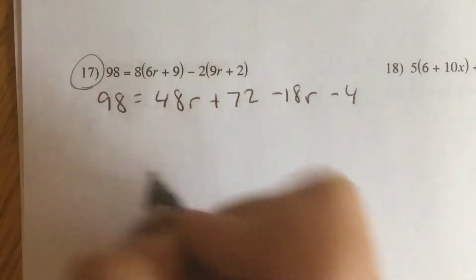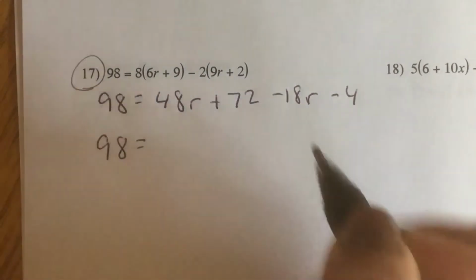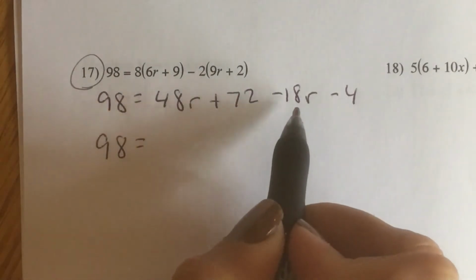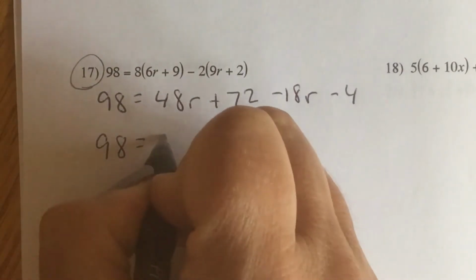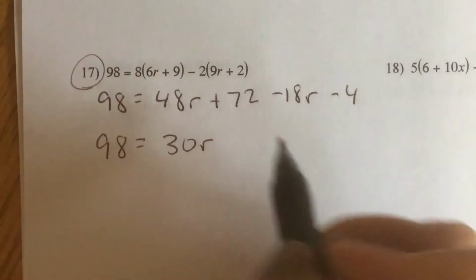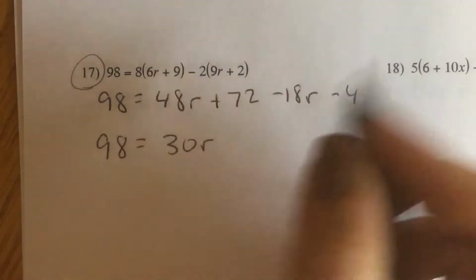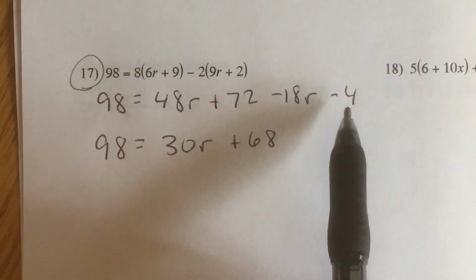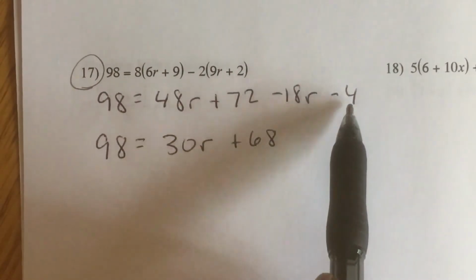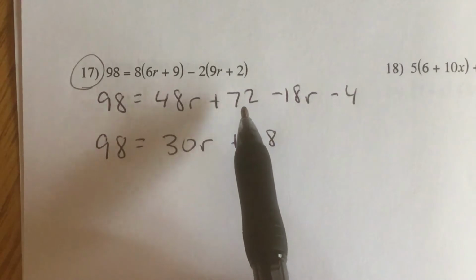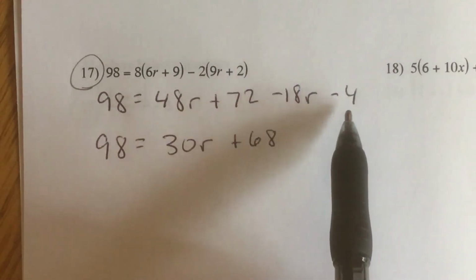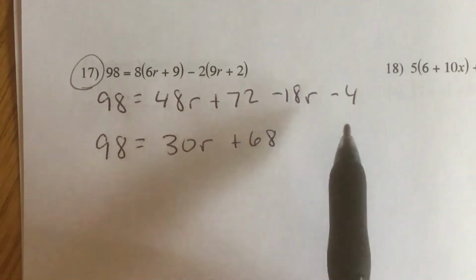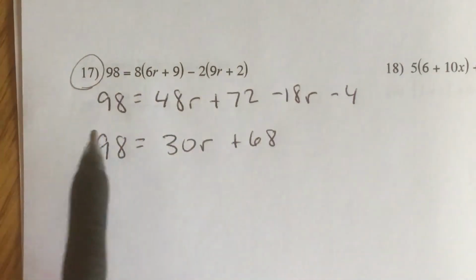So both those things turn out to be negative. Then I would combine like terms. I'd leave the 98 alone. I would put 48R and minus 18R together, so that gives you 30R, and I would put 72 minus 4 together, and you get plus 68. Notice here I did not change this to a plus 4 and add 4 there and there. That's because the 72 and the -4 are on the same side of the equal sign. I'm not moving this -4 over to the other side.